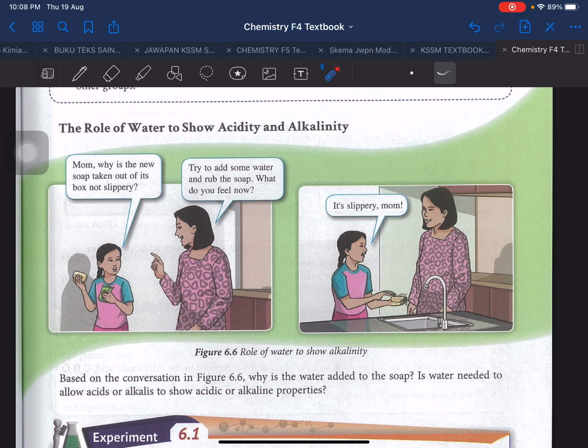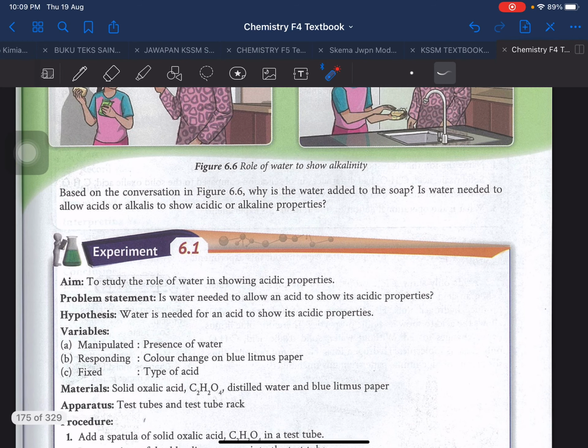Tapi bila soap itu, sabun itu sudah ditambah dengan air, okay, biarpun sikit saja air, you will feel that it's slippery. Di sana itu sebenarnya adalah ciri-ciri untuk alkali. Sudahlah. Okay. So based on the conversation, why is the water added to the soap? Is water needed to allow acid or alkali to show acidic or alkaline properties? Perlukah air supaya boleh membenarkan asid dan alkali menunjukkan sifat-sifat keasidan dan juga kealkalian?